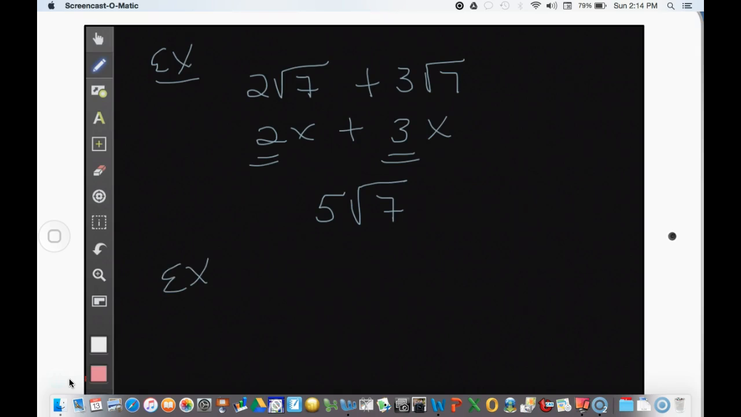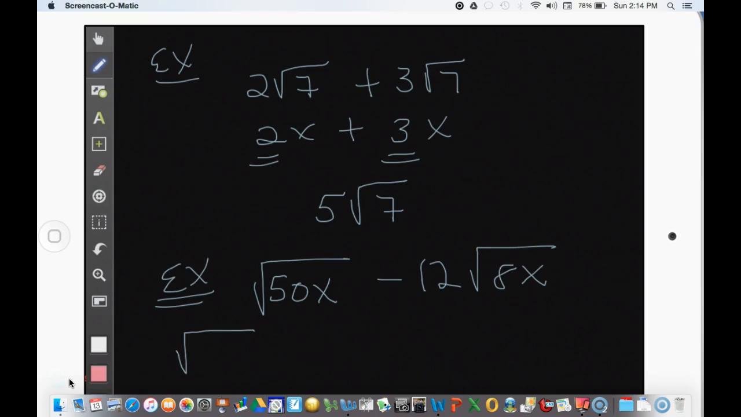However, it can become a little bit harder if I write that I want to do the square root of 50x minus 12 radical 8x. It doesn't look like these two have like radicands, but I don't know until I break them down. So I'm going to break the 50 into 25 times 2, and the x is going to go in the second radicand because it's not a perfect square, minus 12, and I'm going to do radical 4 times 2x.